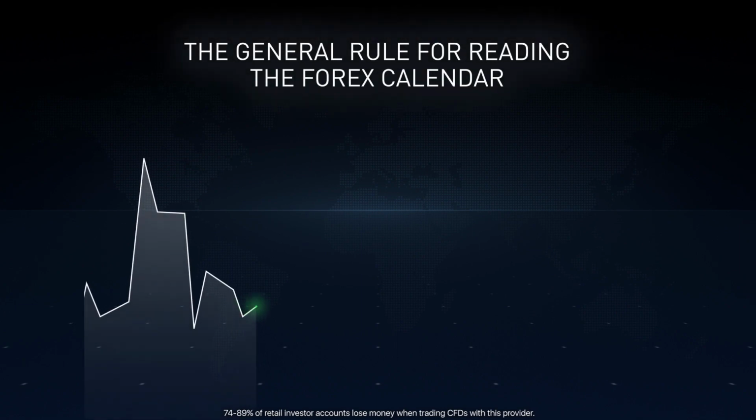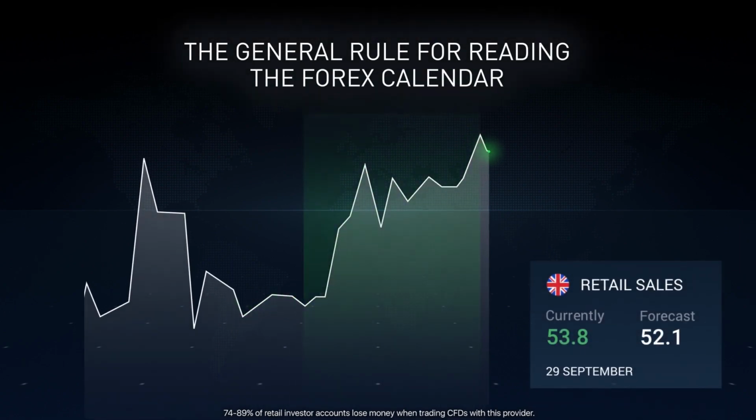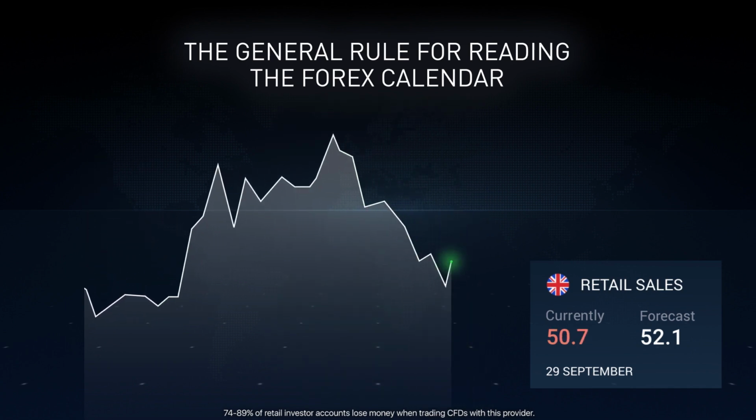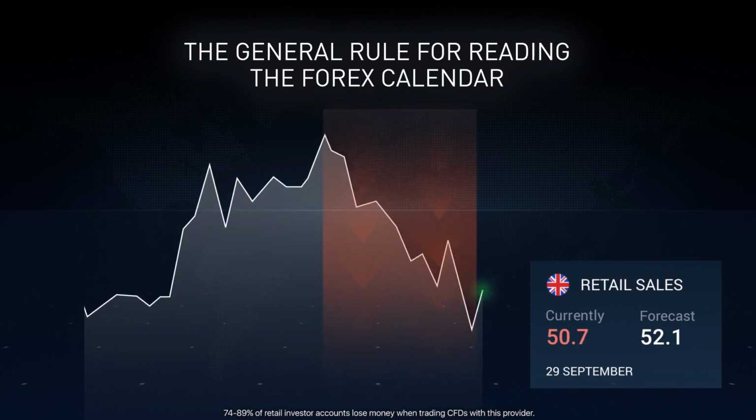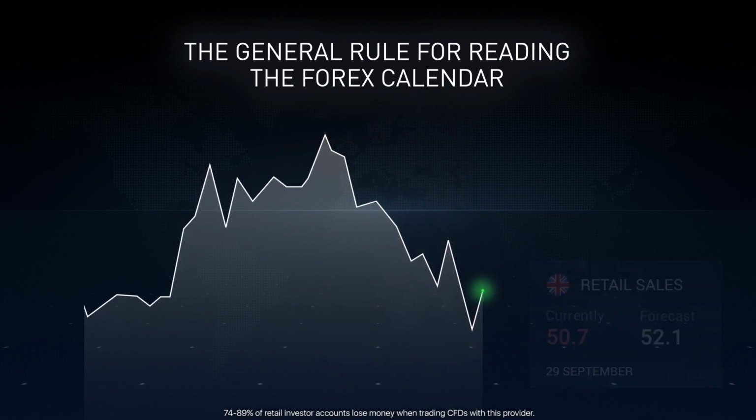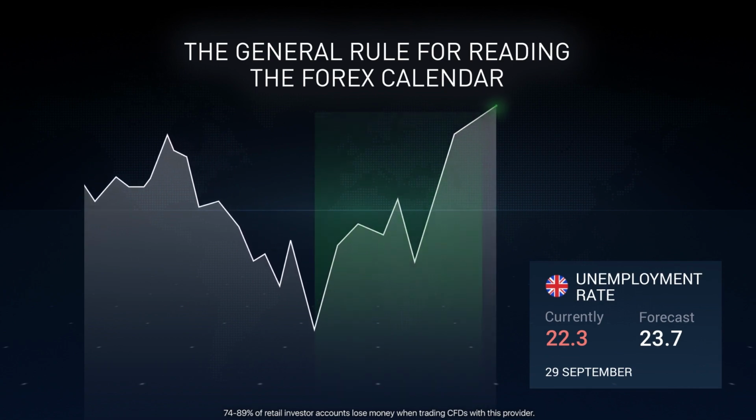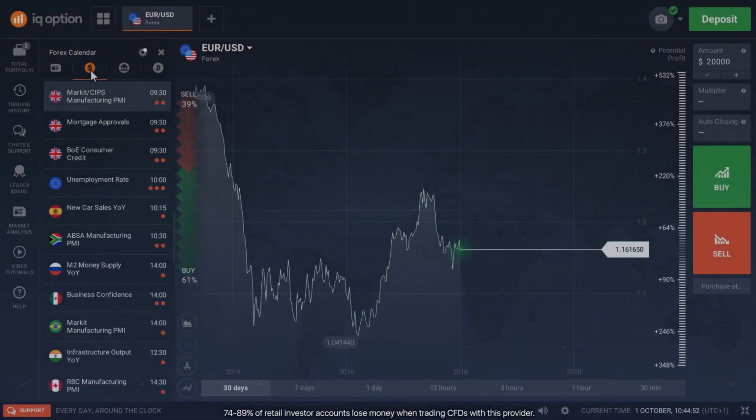The general rule for reading the Forex calendar is the following. If the actual reading is better than the forecast, the currency appreciates. If it's worse than the forecast, the currency depreciates. However, indicators such as unemployment claims and unemployment rate influence the currency in question in a better way if they are lower than the forecast.